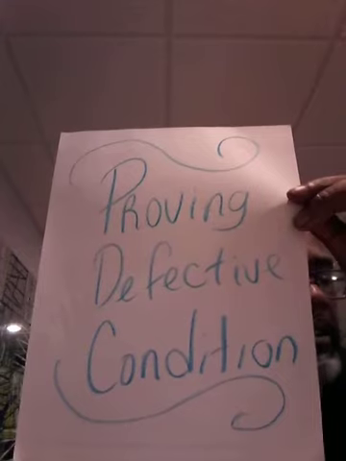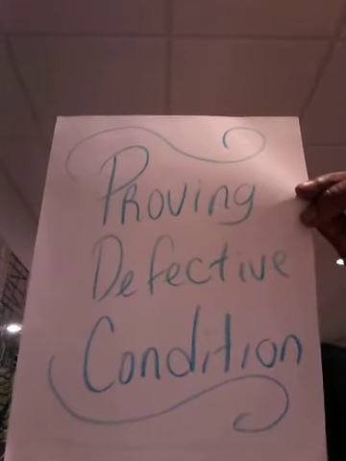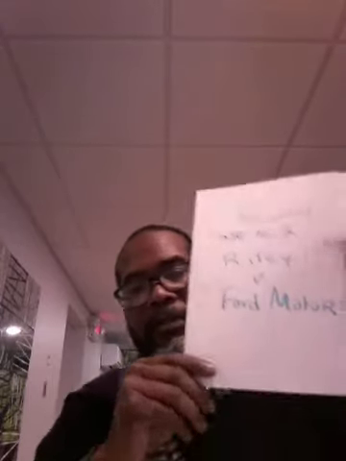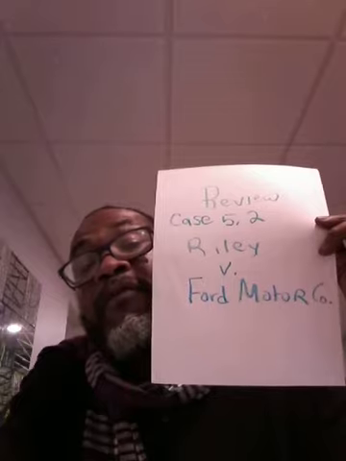We've just discussed the elements of strict liability, and now we'd like to spend some time talking about the topic of proving a defective condition. If you would like to, in advance, we're going to be talking shortly about case 5.6, Riley versus Ford Motor Company. In relation to this, the Riley case illustrates the role of experts in the product liability substrate.